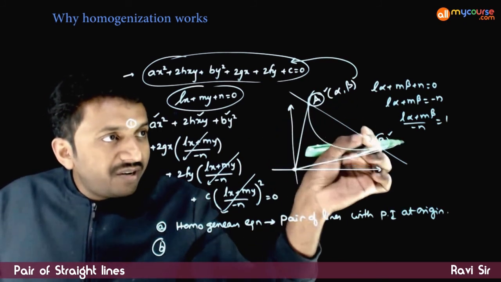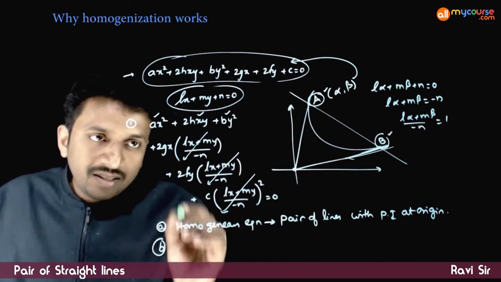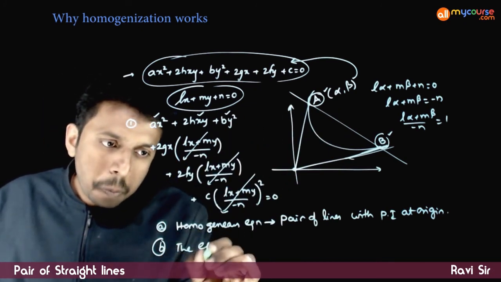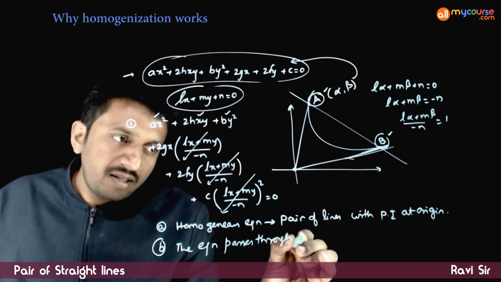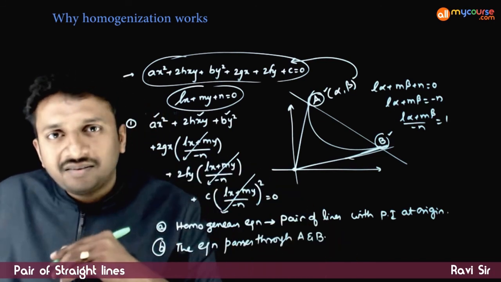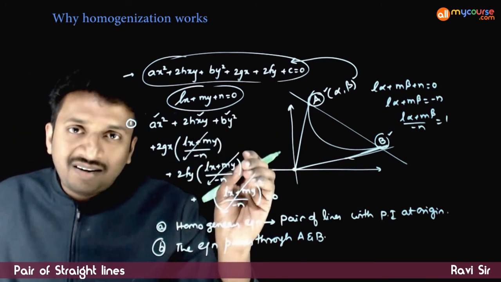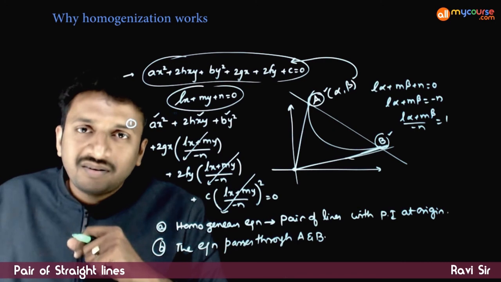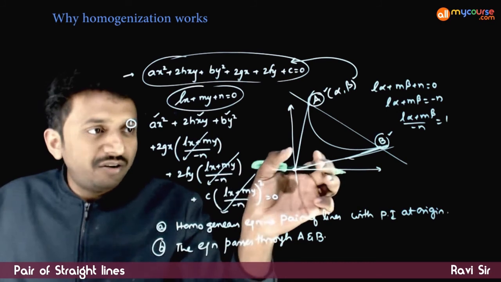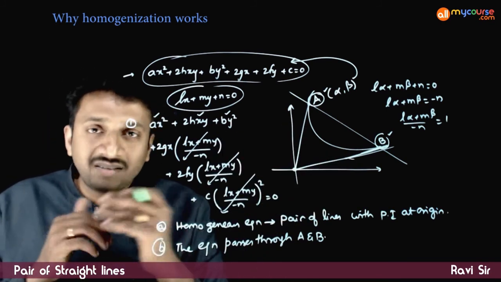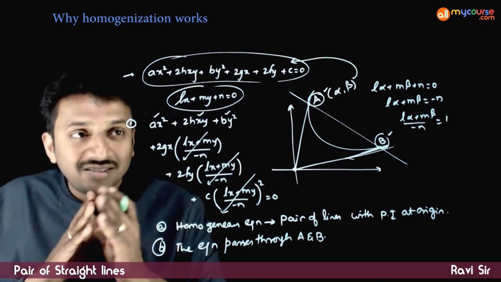So the point of intersections of this line and this curve satisfies this equation. It means the equation passes through A and B. So this equation represents a pair of lines through the origin, and the pair of lines passes through A and B. Hence, the equation has to be the equation of this pair of lines. So that's the logic of homogenization. I hope you have understood this logic. It's a very interesting logic.